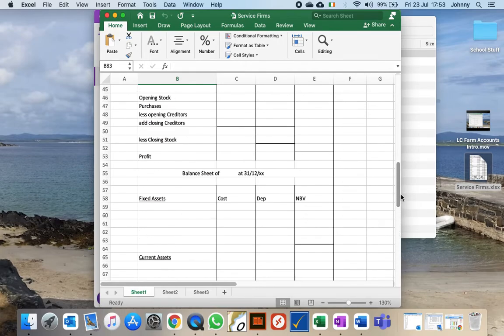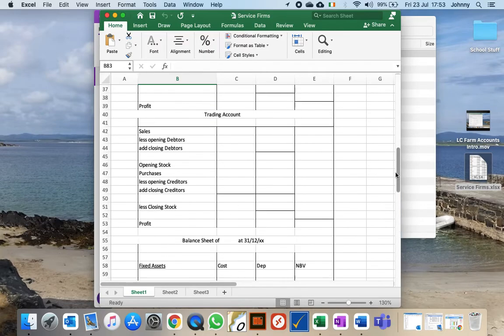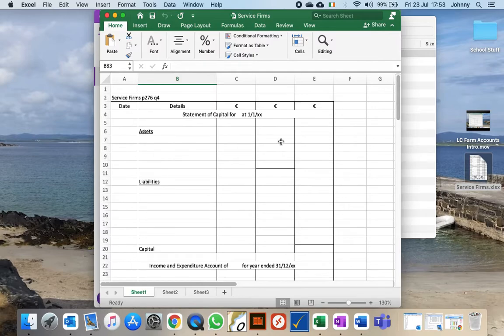And these businesses are always sole traders, so therefore in the balance sheet we will have capital, you add your profit, take away your drawings, and that gives you capital employed. I've got a bit of room here in case you might need a loan. If you had a loan in there, that is a source of finance. Back up to our statement of capital, we'll finish that now at this stage.